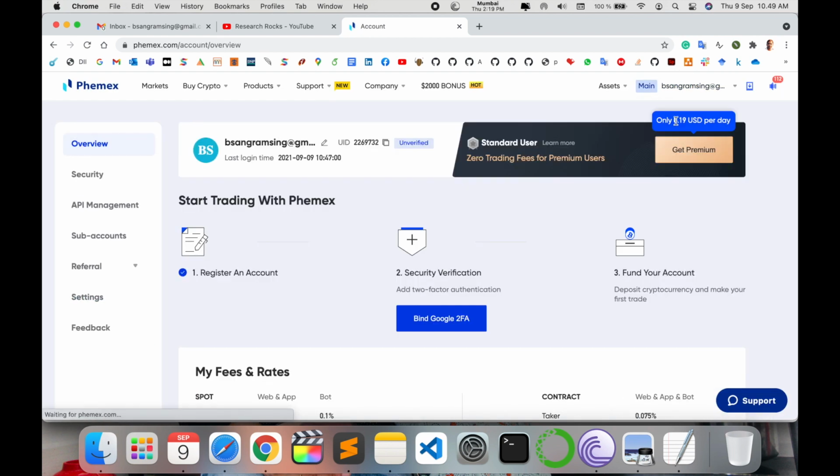So here is my email address. It's very simple to log in to the Phemex platform, invest your money, deposit your money and withdraw your money using this Phemex platform.